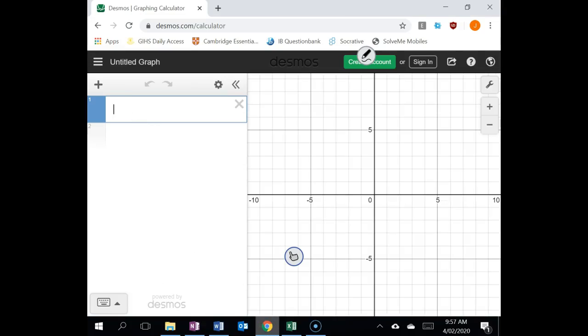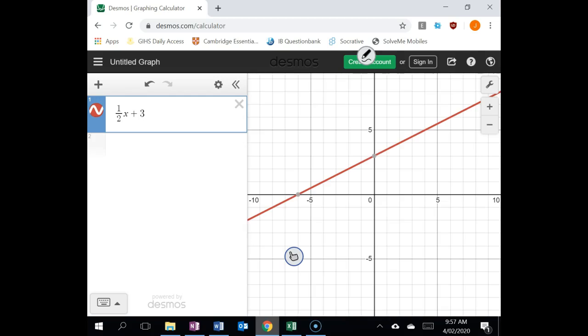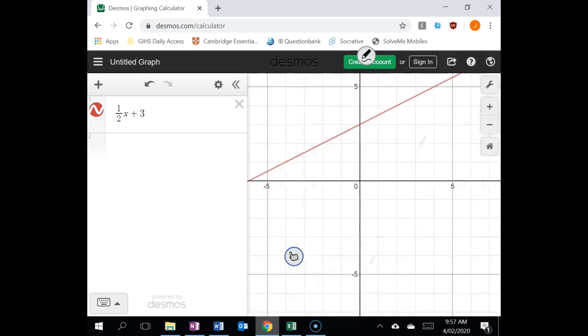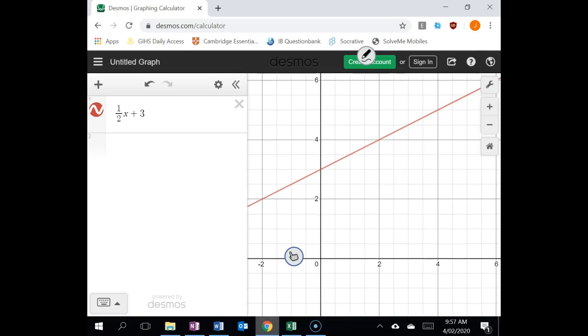So if I go and graph, say, something like a half x plus 3, and I want to know, I'm going to zoom in a little bit and think about what value it is approaching as x goes towards 2. So I write that as the limit as x goes to 2 of a half x plus 3.